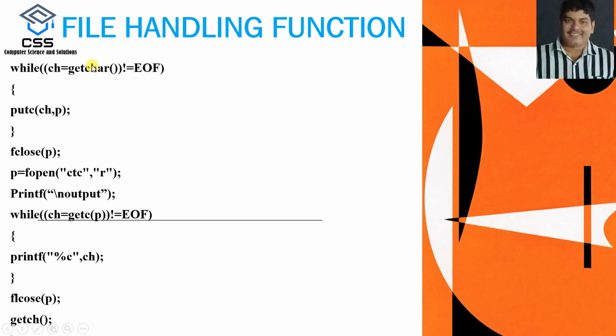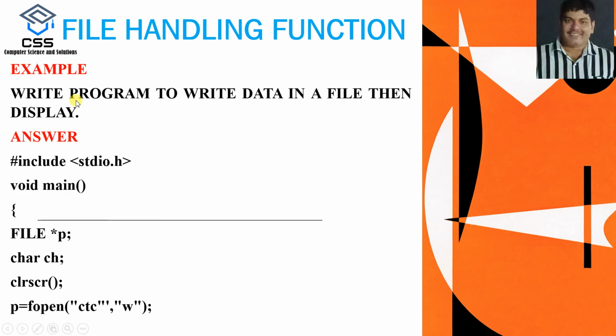Suppose I enter H, it will be stored in the character variable ch. It will check, is it end of file? End of file means when you want to save the file and close it. As we are entering H, it is not end of file. EOF is representing end of file. Hence, ch carries H, which will be written in the file CTC.